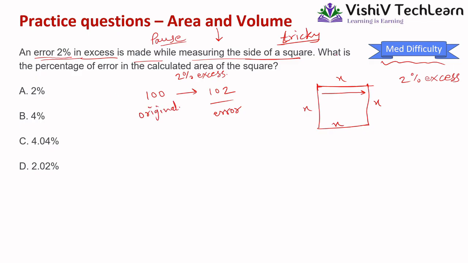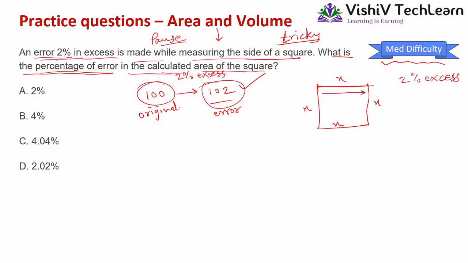Now what is the question? What is the percentage of error in the calculated area of the square? Now if we consider this 102 as the error value, then what is the percentage error in the calculated area of the square? So this is original and this one is error. Okay, now here let me change the pen color so that you will understand it.